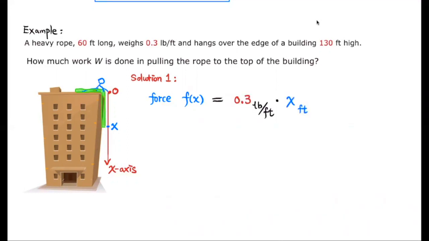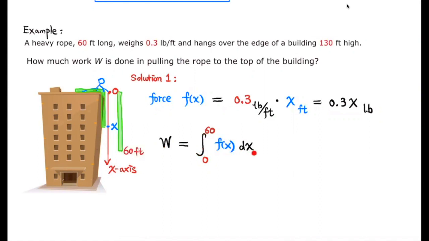The weight of this part of the rope that is hanging over the building is equal to the linear density times the length of this part of the rope. So it's 0.3 pound per feet times x feet, and that is 0.3x pound. So using the formula for the work done by a continuous force, work done is equal to the integral of this force function, where x over here will go from 0 to 60.